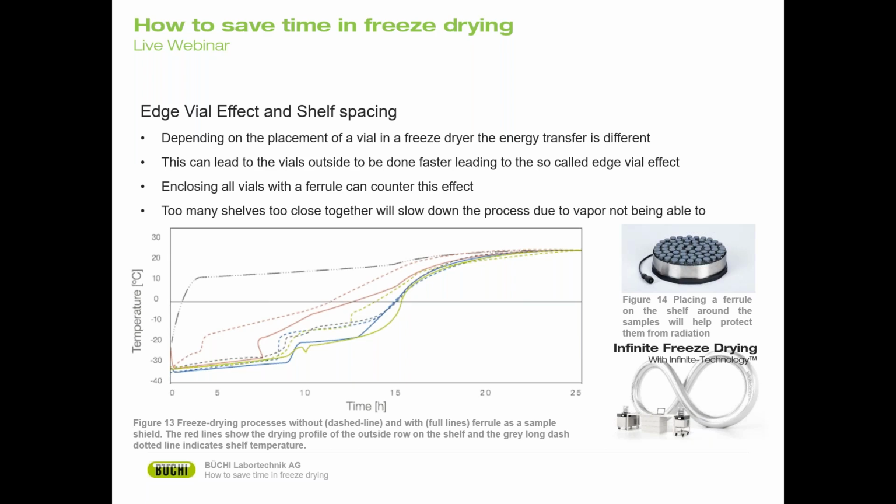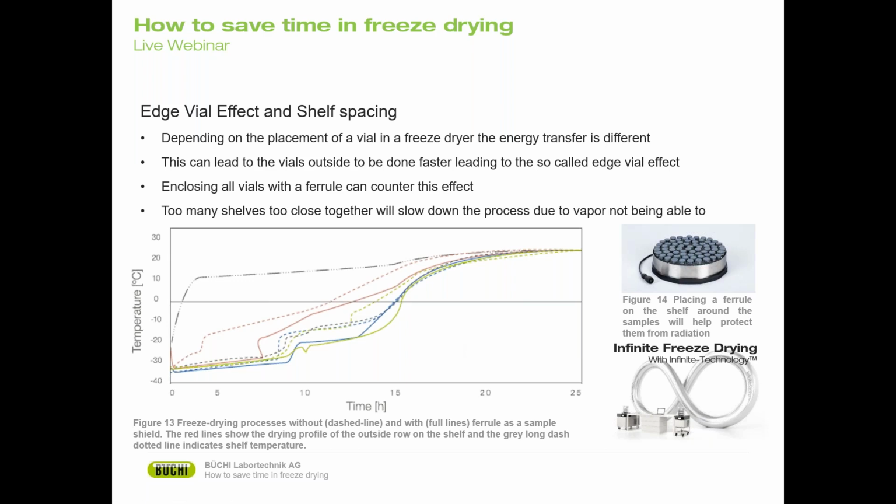The outside will always dry significantly faster due to energy from radiation and convection. This is called the edge vial effect, and it can give a false positive of the freeze drying process being finished. Surrounding the vials with the ferrule, here seen in figure 14, will lead to homogenizing of the drying process. This is shown in the red, blue, and green bold lines, so we can significantly make the process more homogeneous.